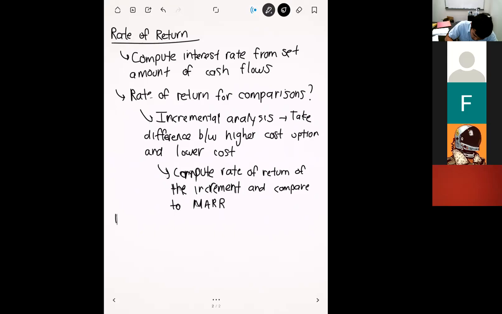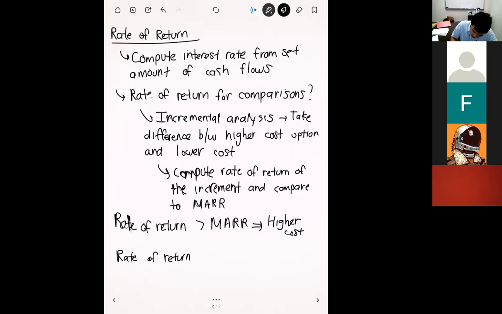And so if our rate of return is greater than the MARR, then what this tells us is that we should go with the higher cost option. Okay. But if our rate of return is less than the MARR, okay, what this tells us is that we should go with the lower cost option.